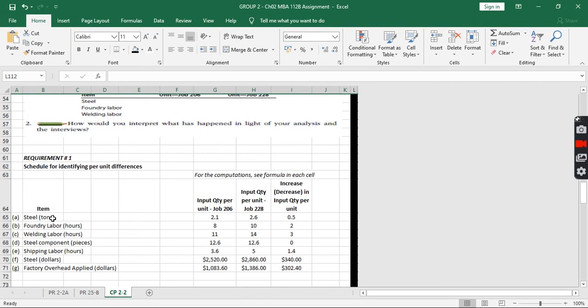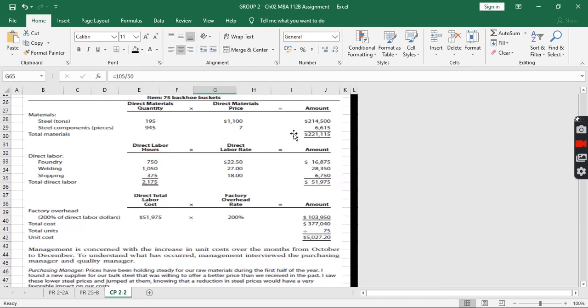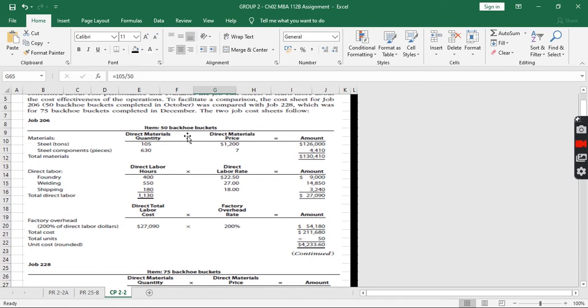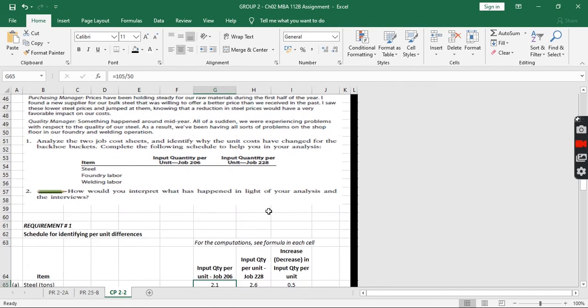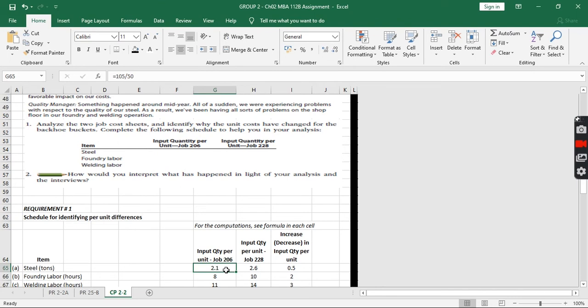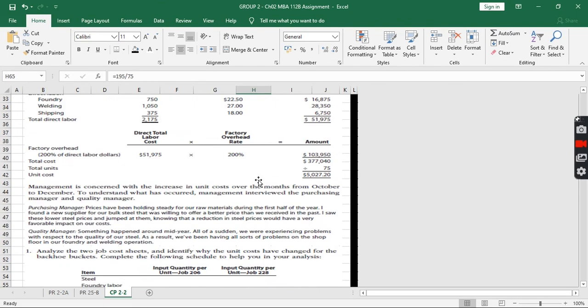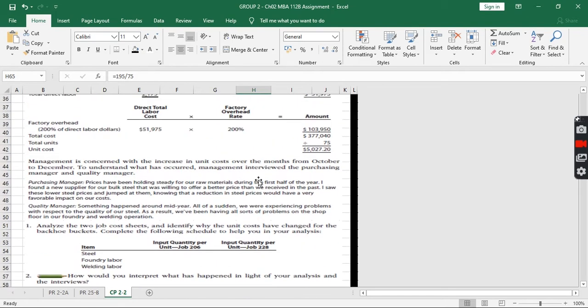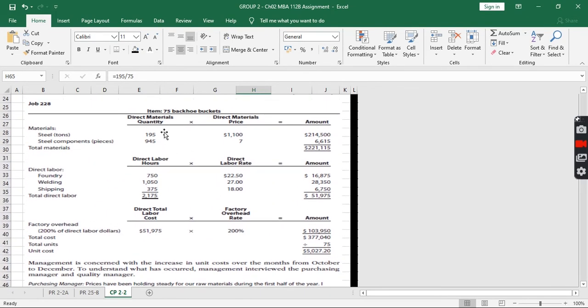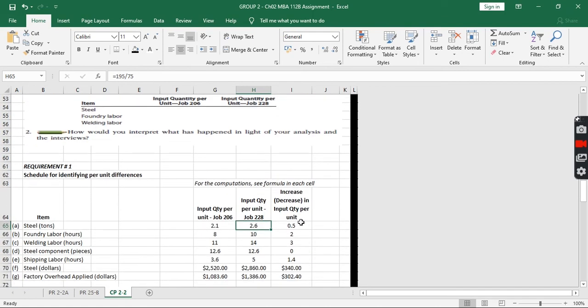For our steel, first we calculated the quantity per unit on the tons level. So as you can see, there were 105 tons used for the 50 backhoes. So 105 divided by 50 should give us 2.1 per unit. And for our 75 backhoe buckets, this gave us 2.6 per unit, which was obtained by dividing the total tons used by the number of backhoes attached. So with that, we can see that there was an increase of 0.5.